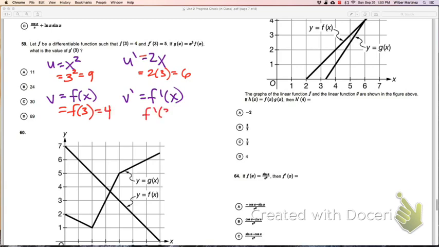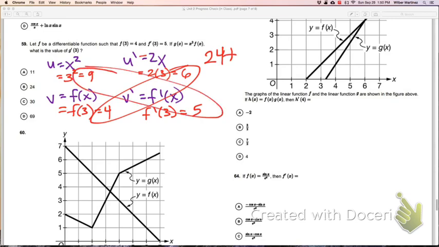So product rule says to multiply backwards first. 6 times 4 is 24. Plus, since it's product rule, multiply forwards. 9 times 5 is 45. And if I add those two things, I get 69. Answer choice D.